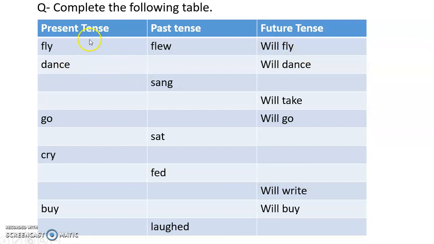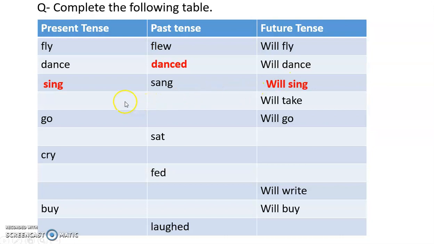Next, dance. The present tense is dance. What is the past tense of dance? Yes, the past tense of dance is danced. You have to add D, danced. Next, present tense dash, past tense sang, future tense dash. So what is the present tense of sang? Yes, very good. The present tense of sang is sing, and the future tense of sing is will sing.